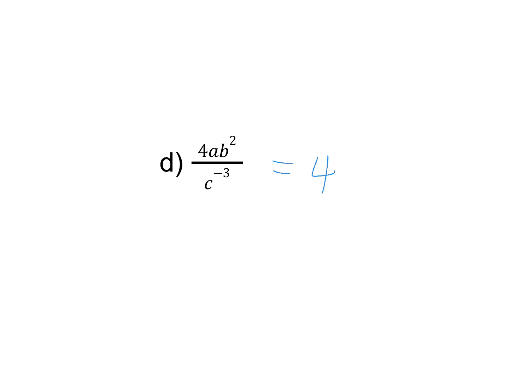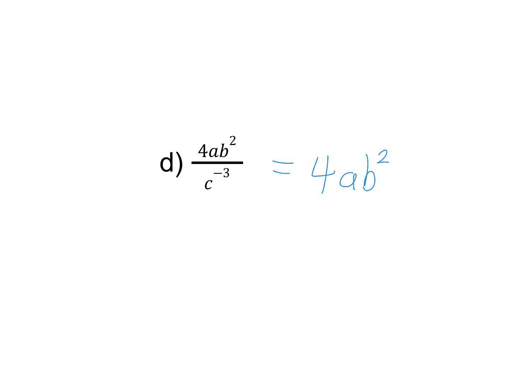Now I have an A in the numerator, but I don't have any A's in my denominator. So I just have one A, so that doesn't change. Now I have B squared in the numerator, but I don't have any B's in the denominator. So again, there's nothing to do with that other than copy the B squared.